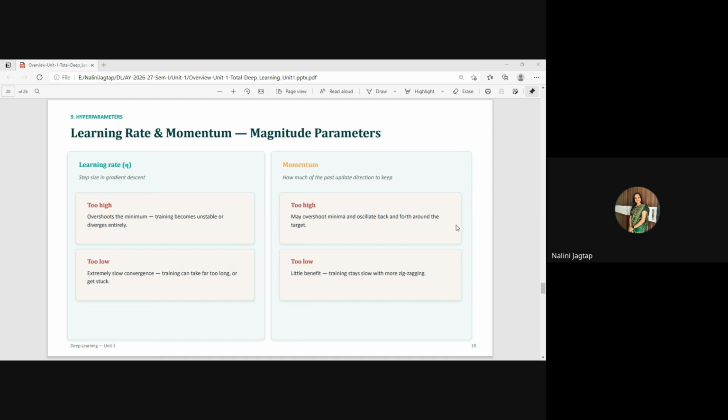The ball now carries so much accumulated speed that it overshoots the valley floor and oscillates back and forth around the best solution rather than settling into it. And if you set it too low, the benefit that momentum was originally invented to provide largely disappears, leaving training slow and prone to zigzagging. Correct. So that is again the question of how to set these hyperparameters, learning rate and momentum, and that is also something we learn through experiments.